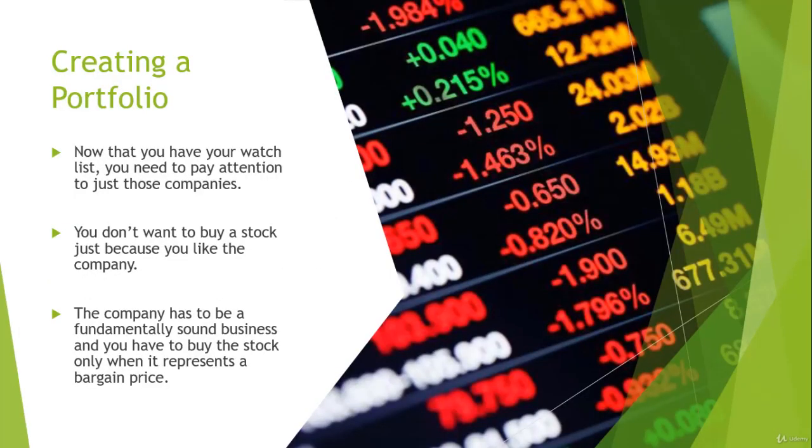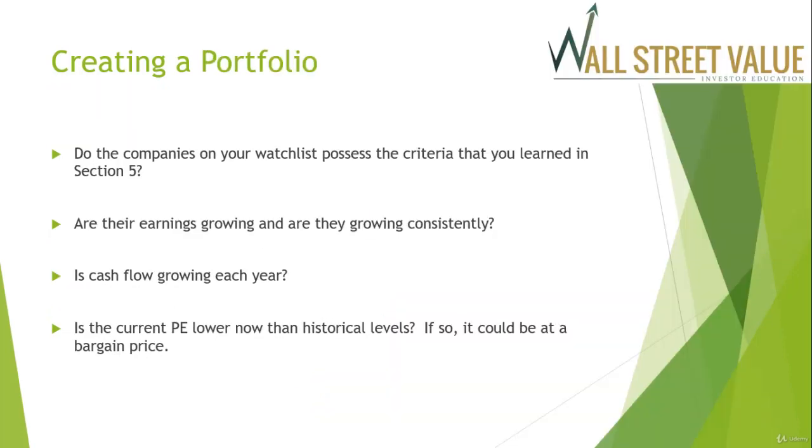Now that you have your watch list, you need to pay attention to just those companies. You don't want to buy a stock just because you like the company. The company has to be a fundamentally sound business, and you have to buy the stock only when it represents a bargain price. Do the companies on your watch list possess the criteria that you learned in Section 5? Are their earnings growing, and are they growing consistently? Is cash flow growing and improving each year? Is the current PE lower now than its historical levels? If so, it could be trading at a discount or a bargain price.